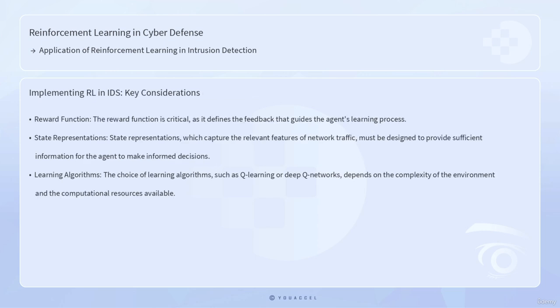Implementing RL in IDS requires careful consideration of various factors, including the choice of reward functions, state representations, and learning algorithms. The reward function is critical, as it defines the feedback that guides the agent's learning process. In the context of IDS, rewards can be designed to reflect the accuracy of threat detection, the promptness of response, and the minimization of false positives. State representations, which capture the relevant features of network traffic, must be designed to provide sufficient information for the agent to make informed decisions. Common features include packet headers, flow statistics, and temporal patterns of network activity. The choice of learning algorithms, such as Q-learning or deep Q networks, depends on the complexity of the environment and the computational resources available.